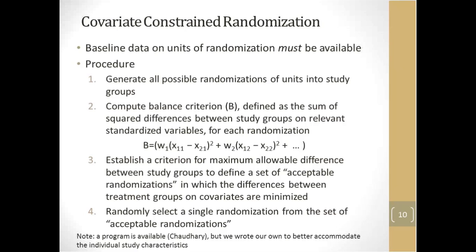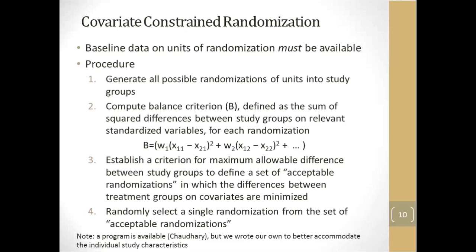X1 sub 1 represents the mean for study group 1 on variable 1. X21 represents the mean for study group 2 on variable 1. That's squared. W is a weight. So there is the possibility of differential weighting of variables if you think some are more important, and so on.